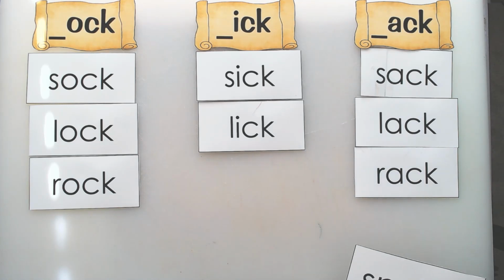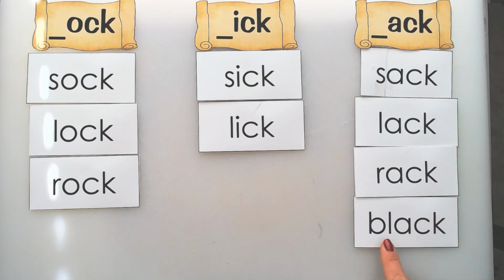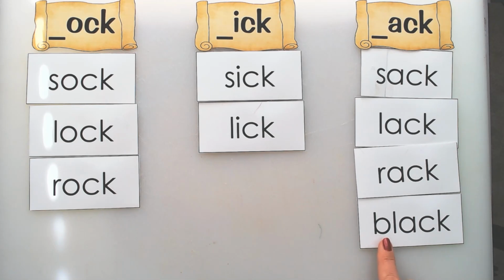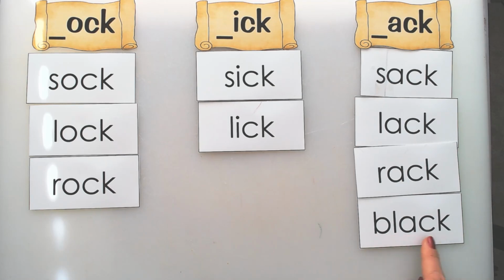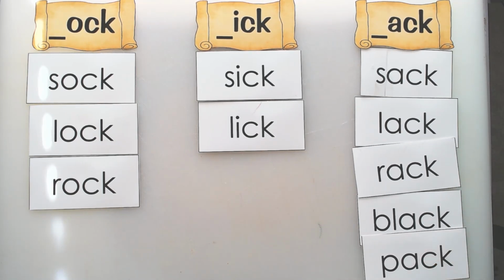Let's see. We'll do this one. What does this one say? Oh my goodness. That starts with a consonant blend. So blend it with me. Bl, black, black. That says black. What does this one say? Oh, you can barely see it. Let's go like this. Ack, pack, pack.